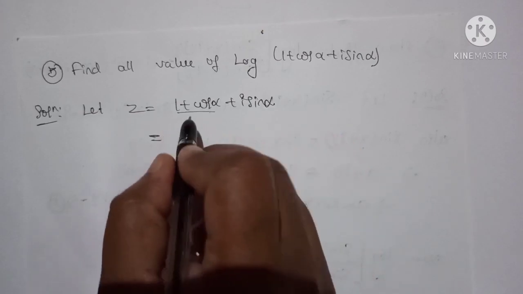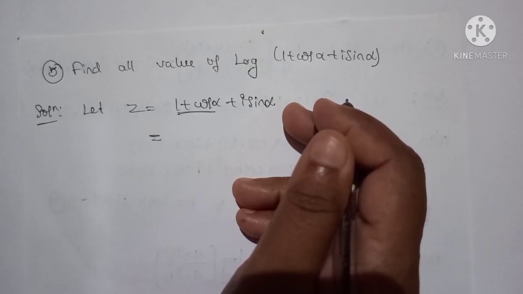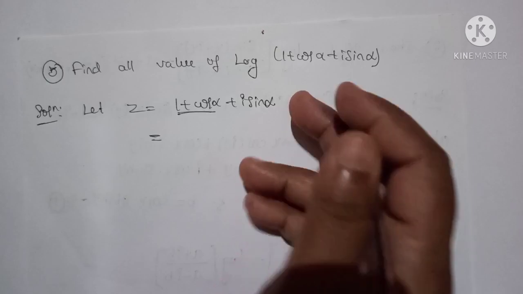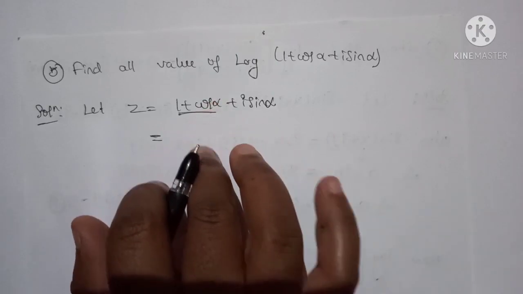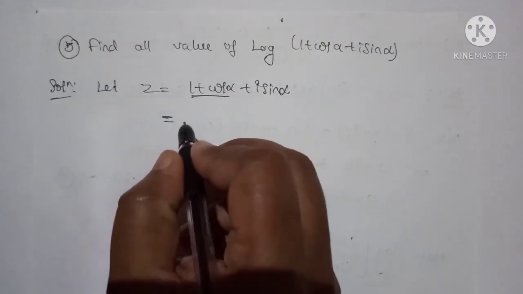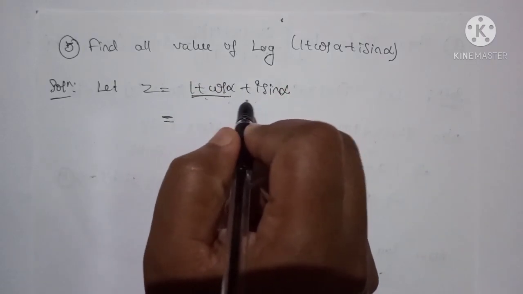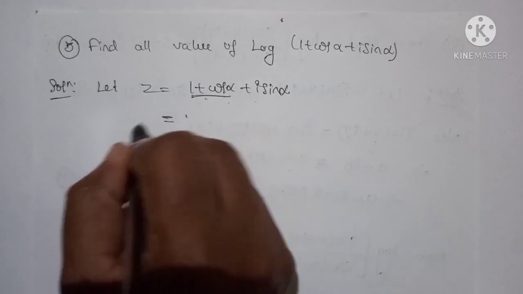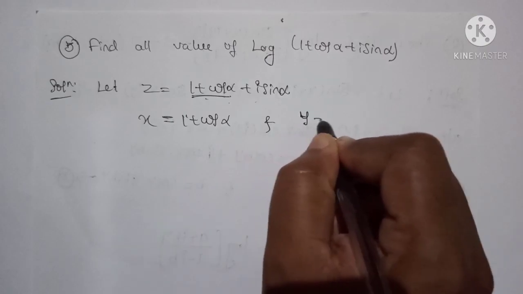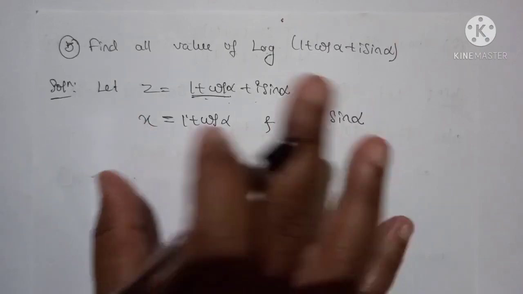Or you can just consider this term as x and this as y, then you can find the value of x square plus y square, but there you have to substitute the formula. That is your wish, you can substitute directly here itself or you can substitute in the magnitude of z. Here I will keep this as it is, that is 1 plus cos alpha. So it implies x equals 1 plus cos alpha and y equals sin alpha. You can do it in two ways.